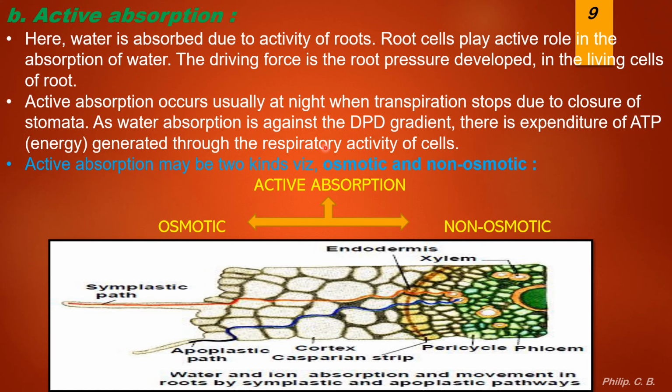Active absorption may be of two kinds, that is osmotic and non-osmotic. Here I added an image showing the symplastic pathway, that is the movement which takes place through the cell through the plasmodesmata. Here the apoplastic path, cortex, Casparian strip, pericycle, the phloem component. So water and ion absorption and movements in the root by symplastic and apoplastic pathways.